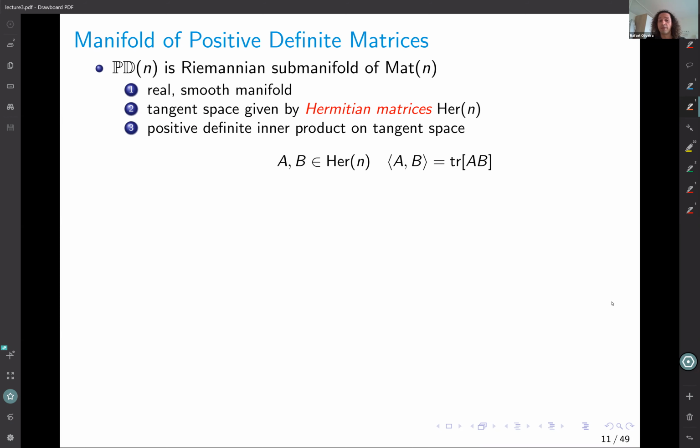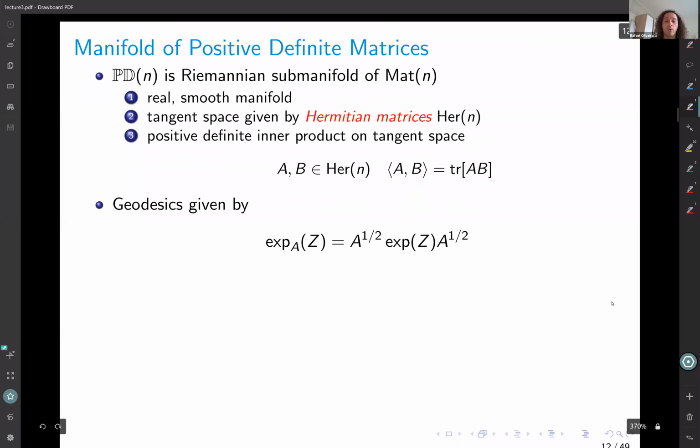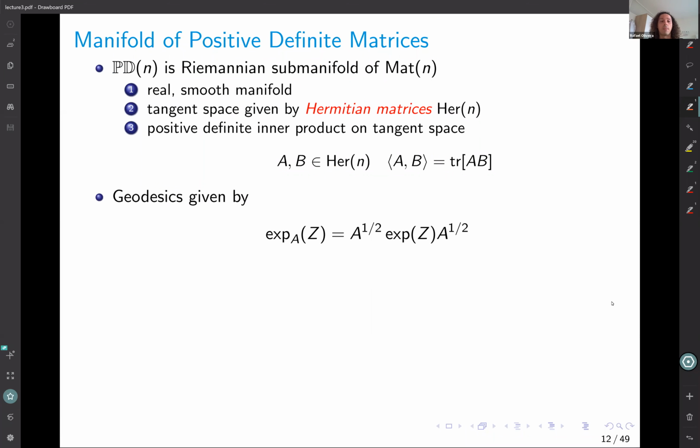And what is the positive definite inner product on our tangent space? So our tangent space is an inner product space, with the inner product of A and B simply equal to the trace of AB. So we know that P is a Riemannian submanifold, and moreover, in this manifold we have shortest geodesics. They are given by the following exponential map.